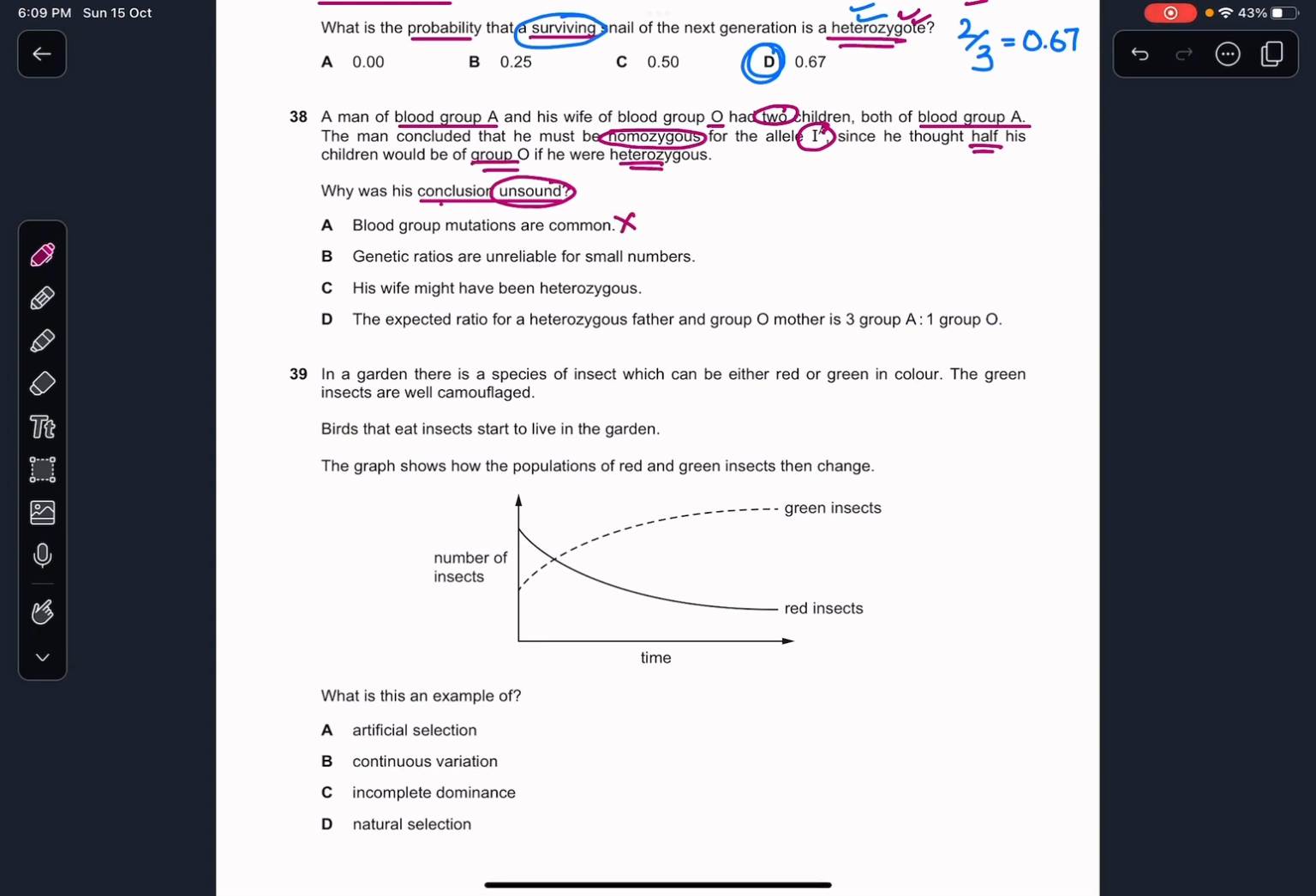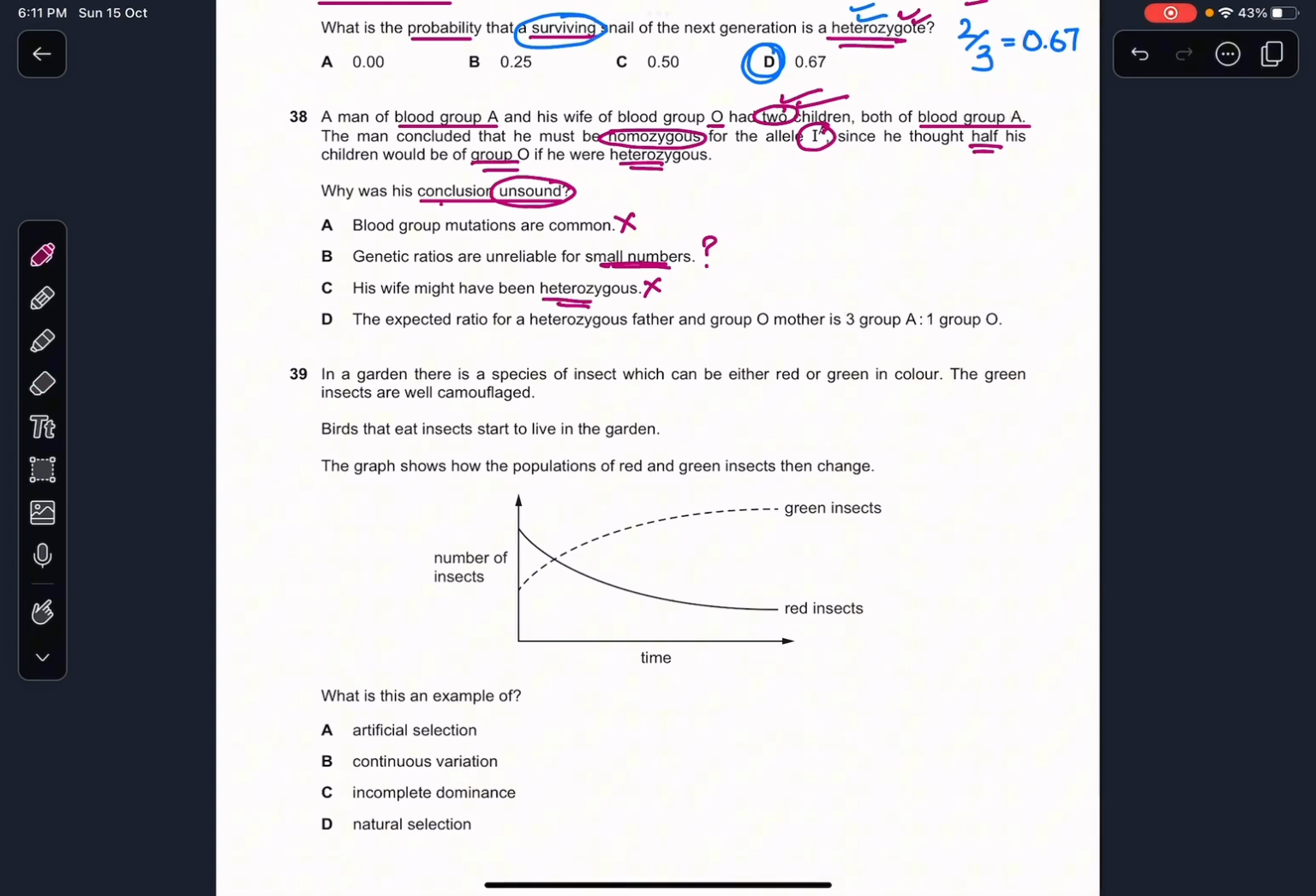Genetic ratios are unreliable for small numbers. When we talk about probabilities and ratios, we are applying that on millions and millions of people. But over here, we're only talking about 2 children, which is a very small number. So this can be correct. His wife might have been heterozygous. No, that is not possible, because O is only going to express when it is homozygous, because it is a recessive allele. So it cannot be the answer.